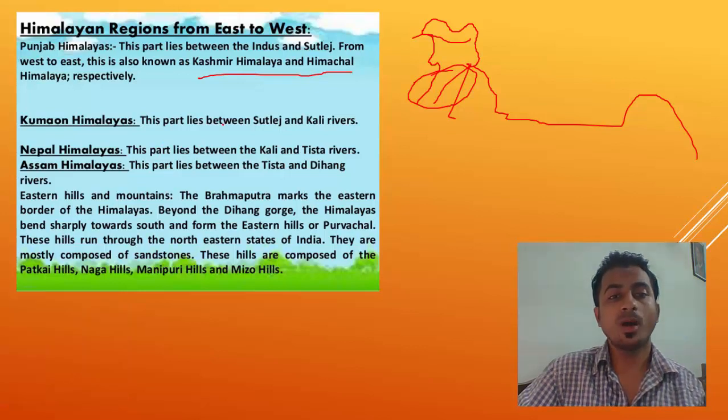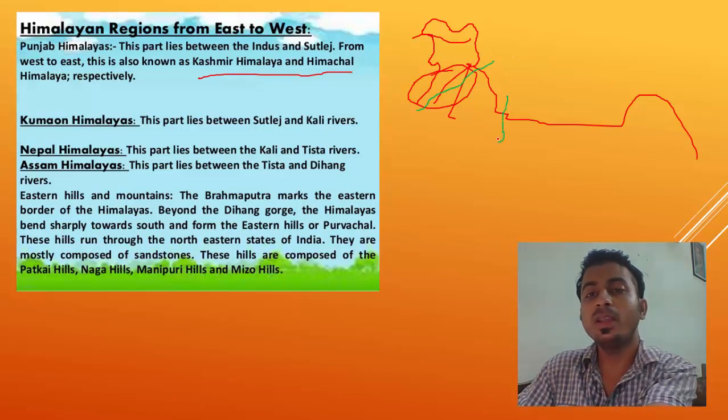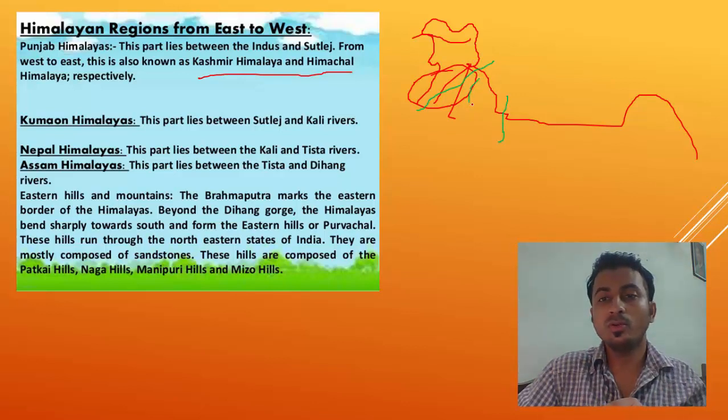Now the Kumaon Himalayas are between Satluj and Kali. So Satluj I have told you is here. The Kali river is a boundary between India and Nepal. So in between we have the Kumaon Himalayas. The Kumaon Himalayas are mostly in Uttarakhand.